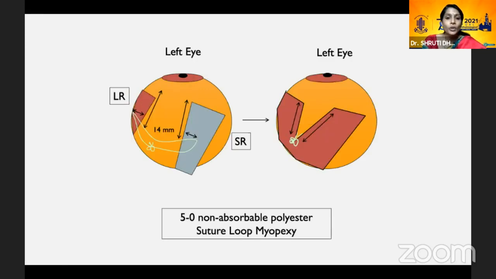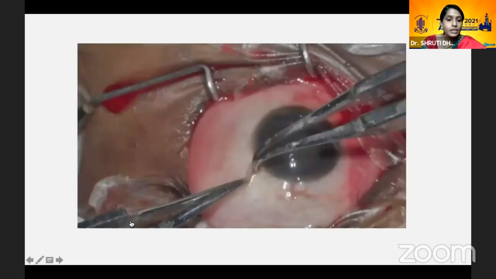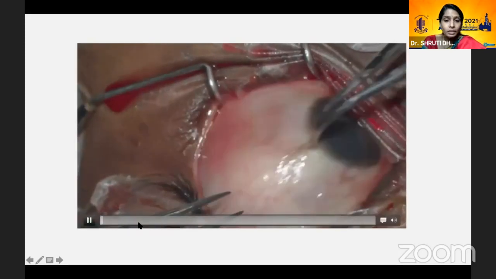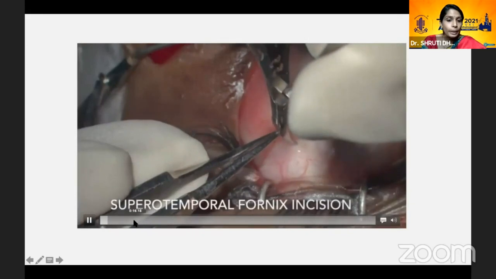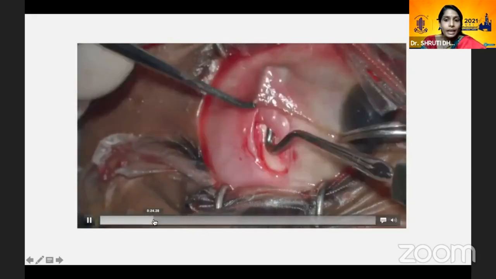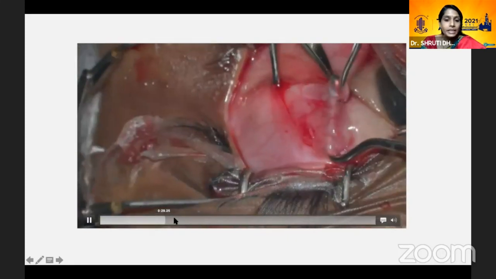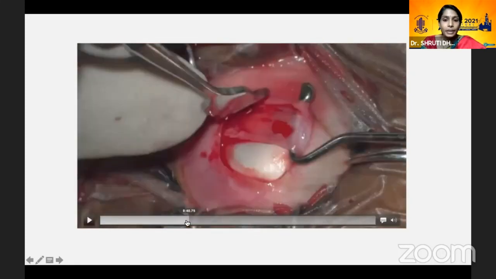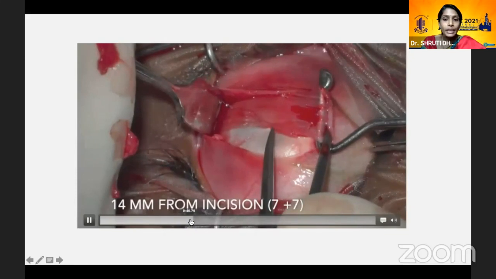In these situations, what we could do is tie up the lateral and the superior rectus about 14 mm behind with a non-absorbable suture. This is called the suture loop myopexy. This is a short video of that. Here we do a supratemporal fornix incision, and we hook the lateral rectus. And once we hook it, we nicely clean it behind and separate it and take about 14 mm.